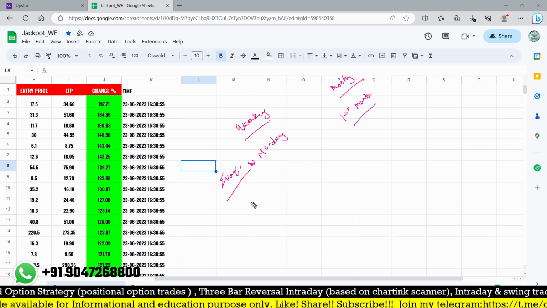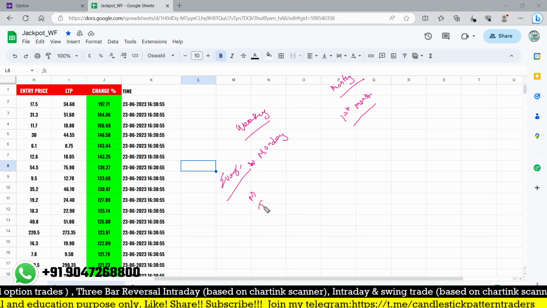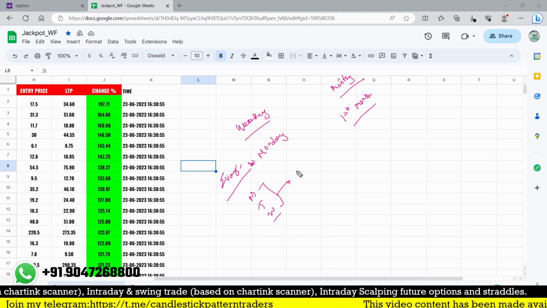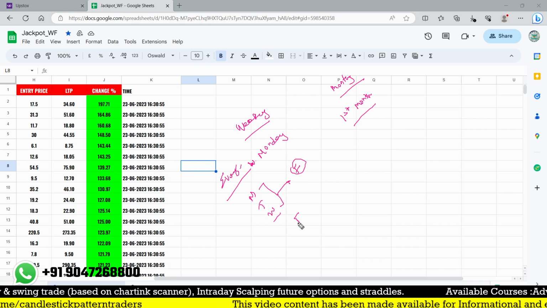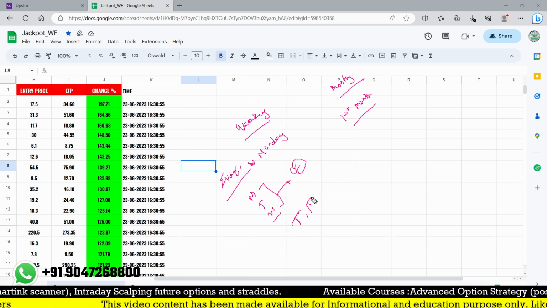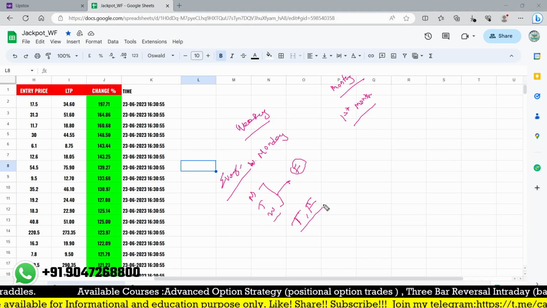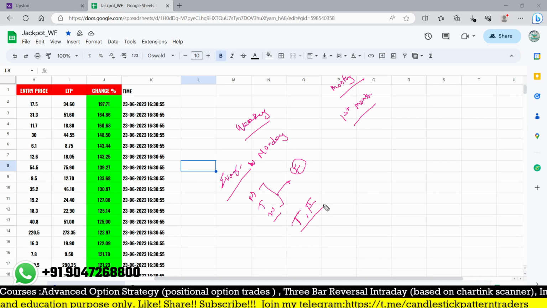So we can find newer opportunities Monday, Tuesday, Wednesday. Maybe good opportunities, and we can wait up to Friday. If you find any opportunity on Thursday and Friday, maybe you can focus on an intraday basis. You can even carry the position to the next week to make a profit on a positional basis.